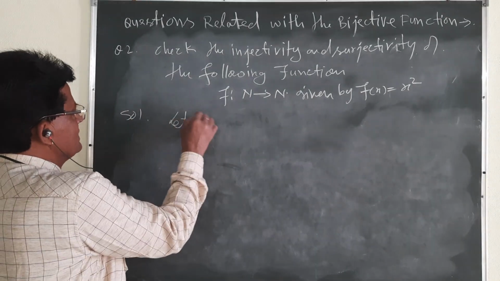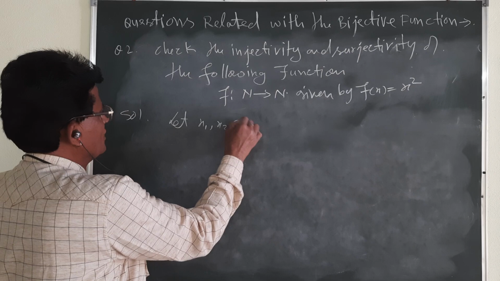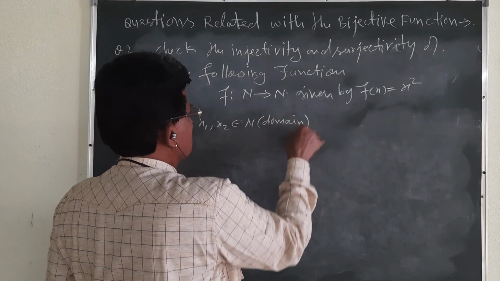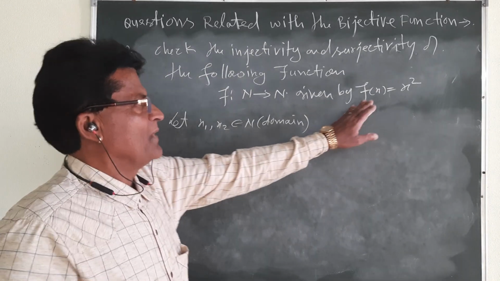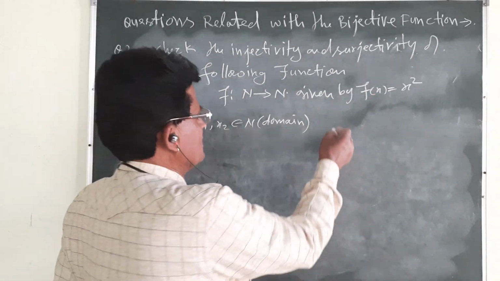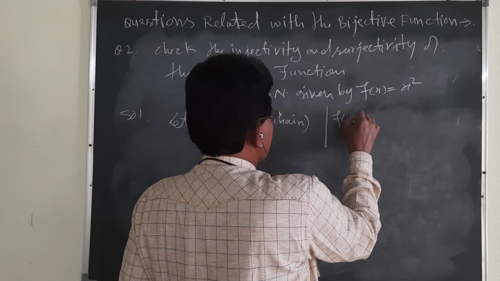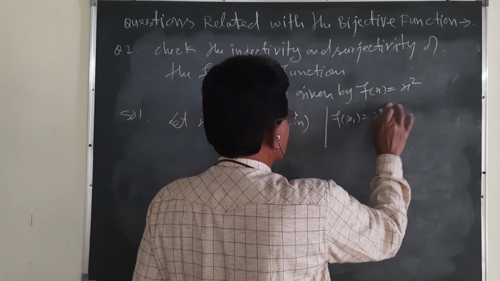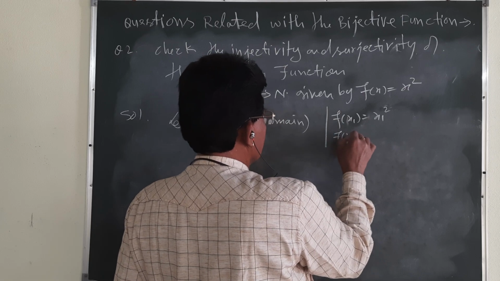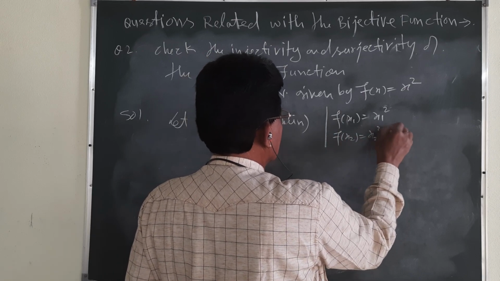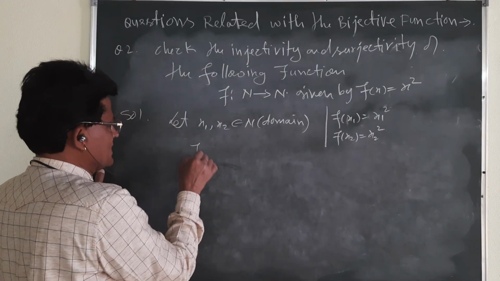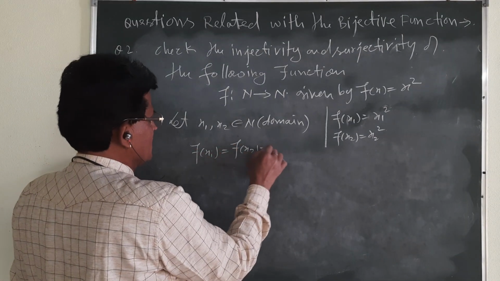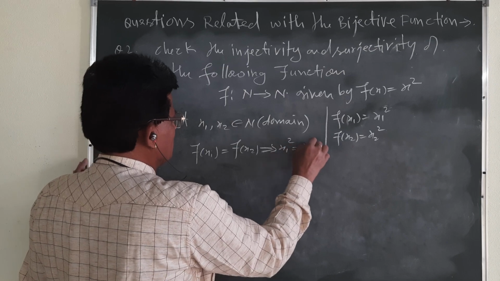See, let x1, x2 belong to N. N is the domain. Okay, now the function is this one. Similar kind of thing, as I told you, f(x1) will be equal to x1 square, f(x2) will be equal to x2 square. Substitute these values. Now I am taking f(x1) is equal to f(x2). It will be x1 square is equal to x2 square.